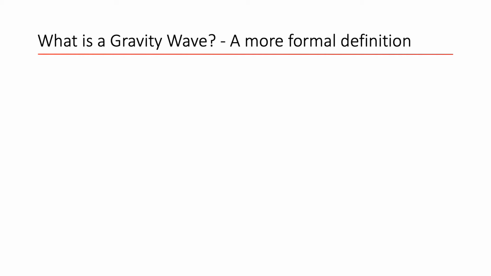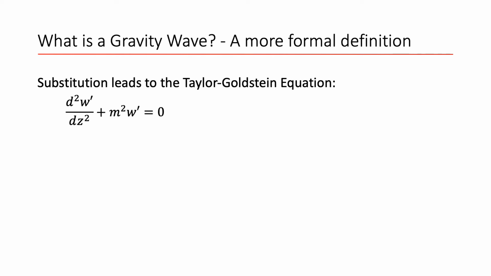So we take these forms of the state variables and then we plug them into the Navier-Stokes equations, do some algebra and rearrange, and we end up with the Taylor-Goldstein equation. And this provides a description of the vertical velocity amplitude of the gravity wave in terms of m squared, the vertical wave number. The solution to this is just a wave-like solution, e^(i(kx ± mz − ωt) + z/2H), and we'll talk about that term later.